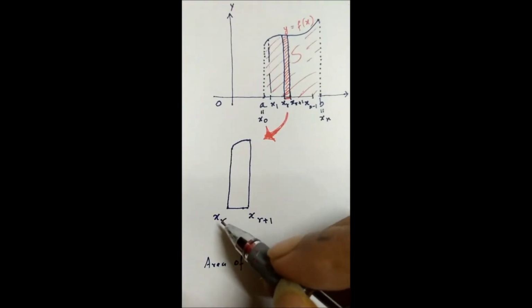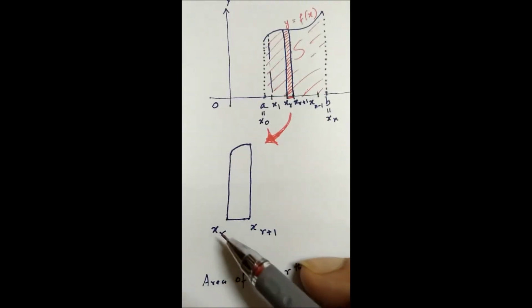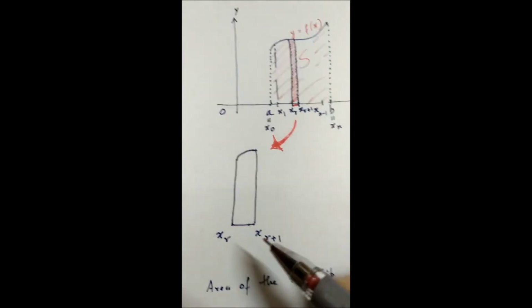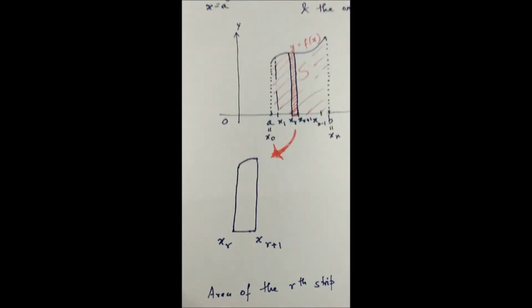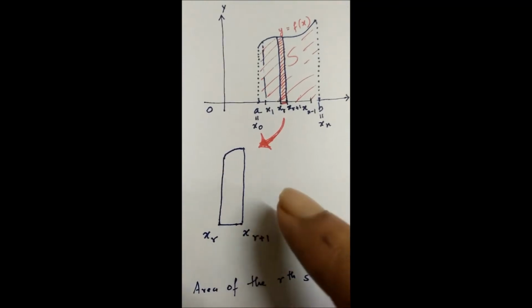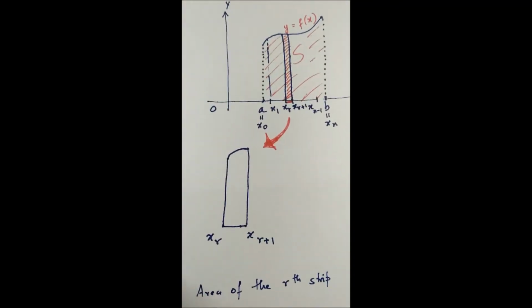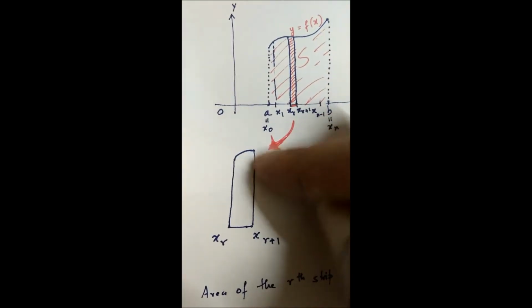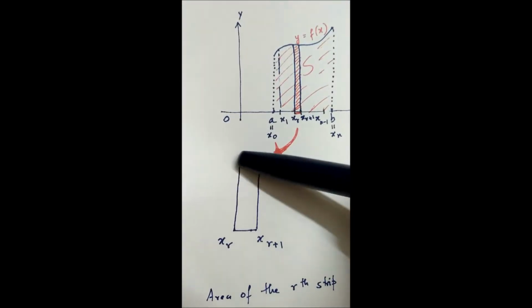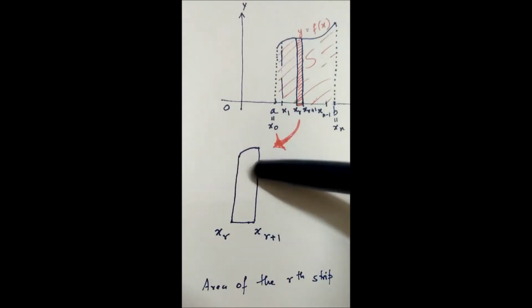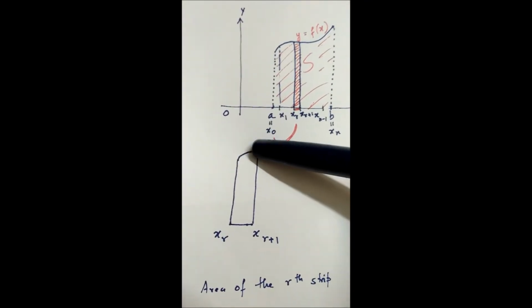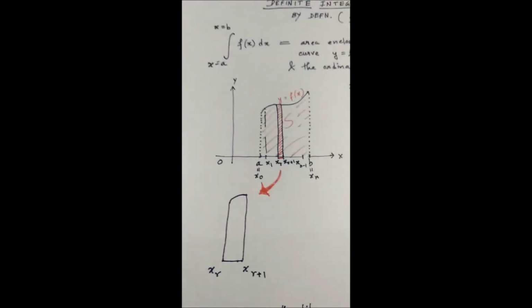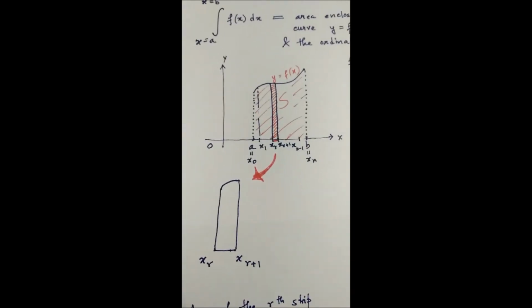So what are the endpoints? x equal to xr and x equal to xr plus 1, right? Now, does this look like a rectangle? No, it does not. It would have been, had this been a line parallel to this one, but it's not. The problem is that this curved part is a part of this whole curve. Now here comes the calculus into play, right?